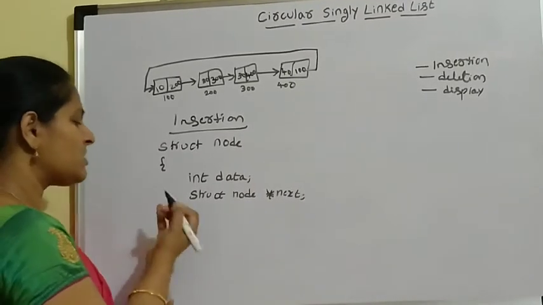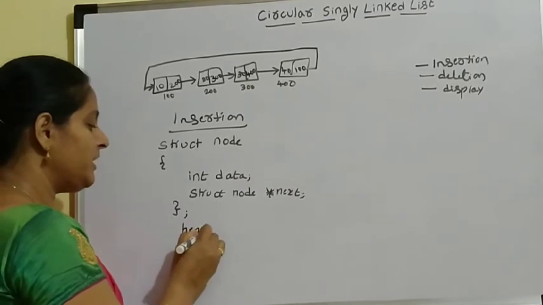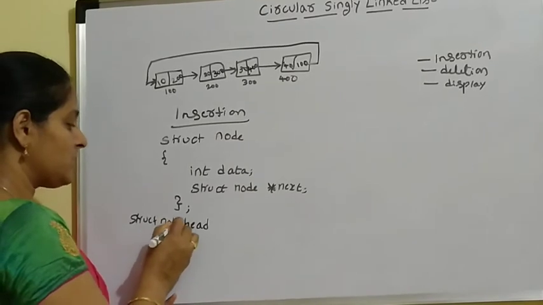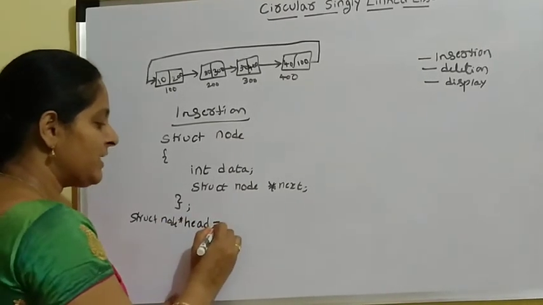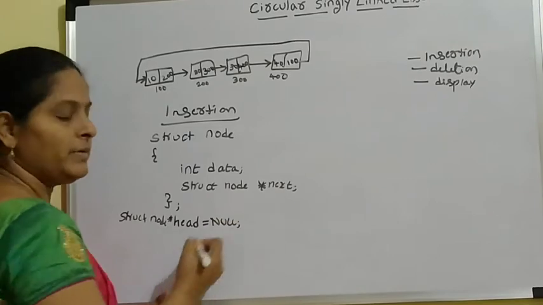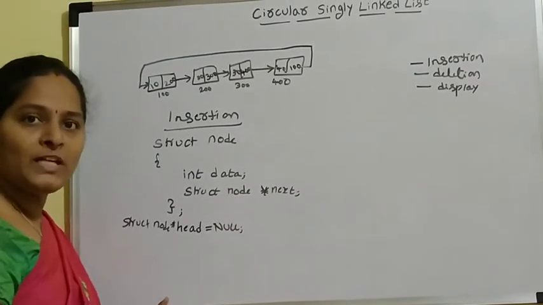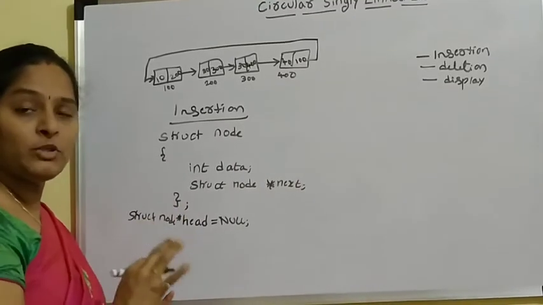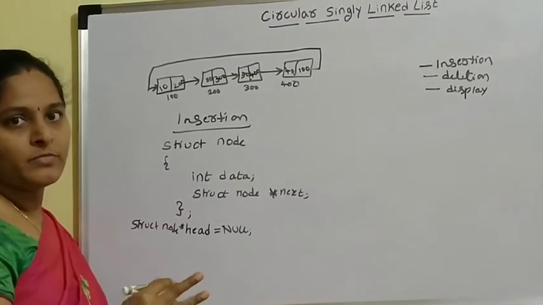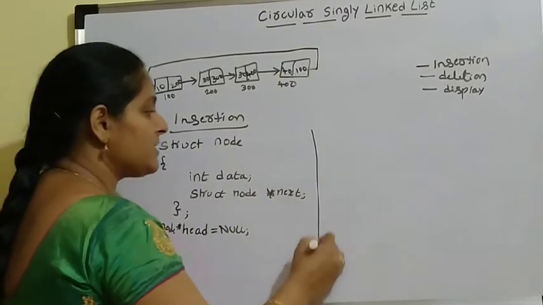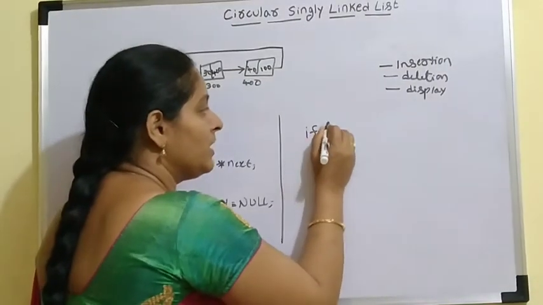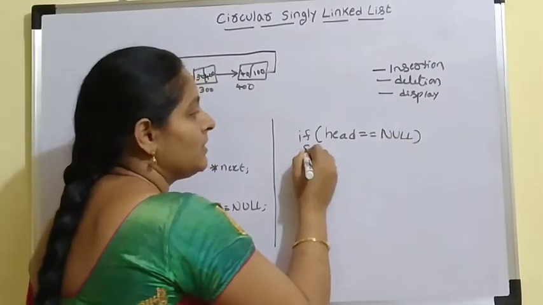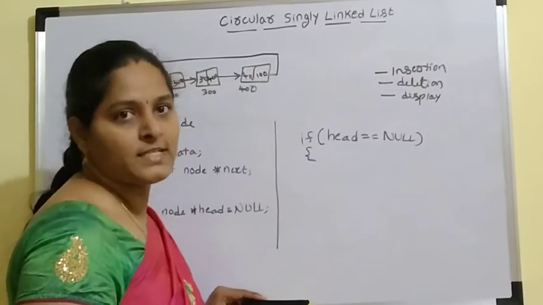Okay, so suppose I take head. Here I need to declare the head pointer: struct node star head. I need to initialize that head to null, because initially if there are no elements, head will point to the null value. So you have to initialize head to null. Now if head equal to null, that indicates that there are no nodes in the circular single linked list.